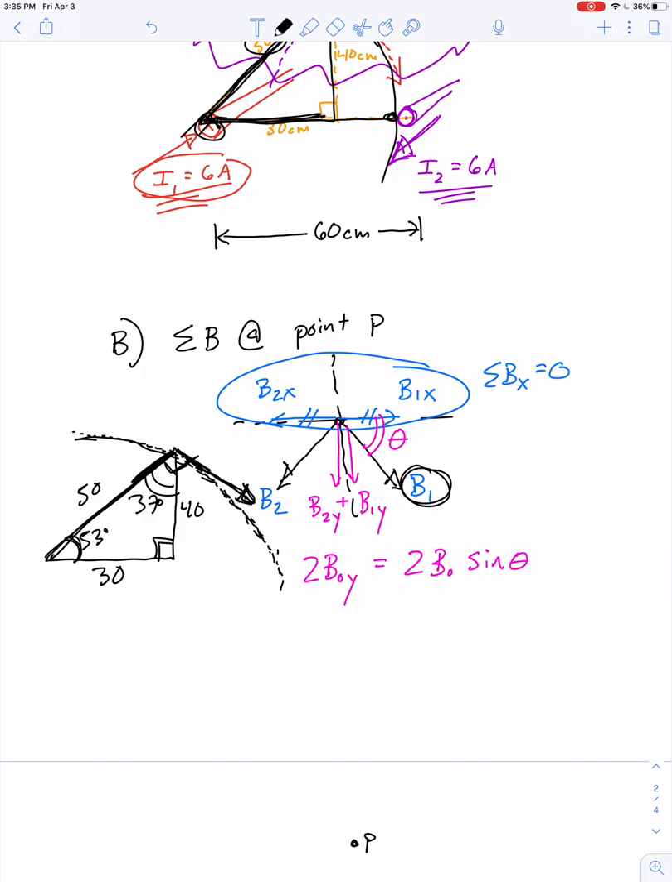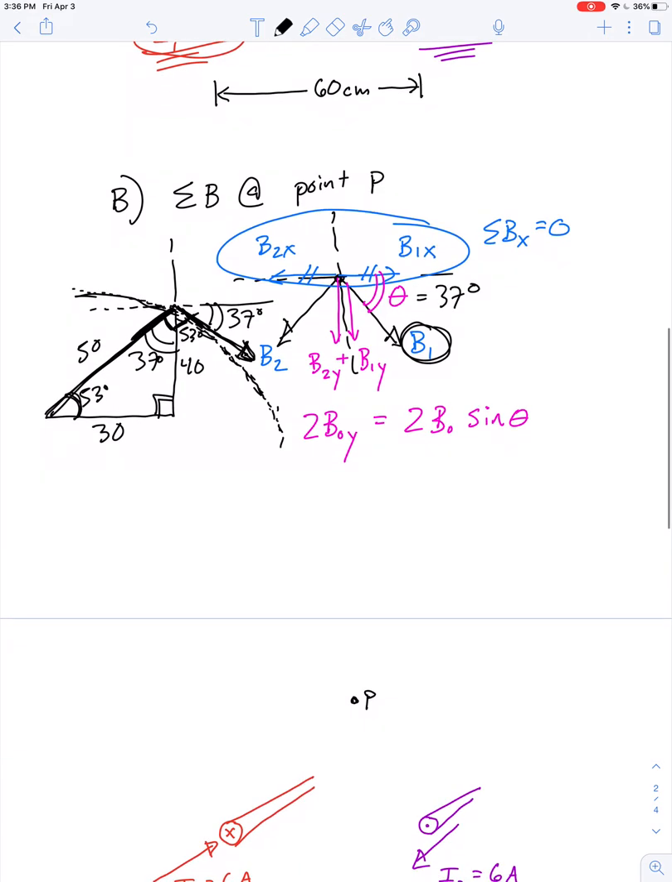But if the angle between this line and this line is 90, then this is 53. So if I show the x-axis and the y-axis, then this angle right here is back to that 37-degree angle. So we found the value of theta we were looking for. It's 37 degrees. So our overall magnetic field at point P is equal to 2 times the vertical component of either one of the magnetic fields, B1 or B2, multiplied by sine of theta.